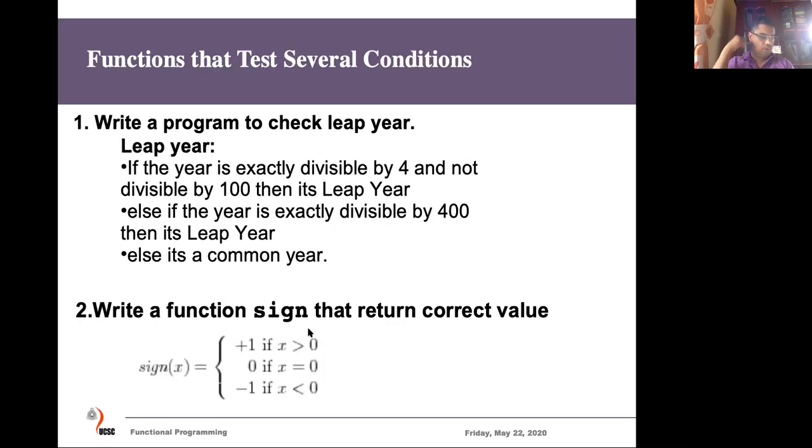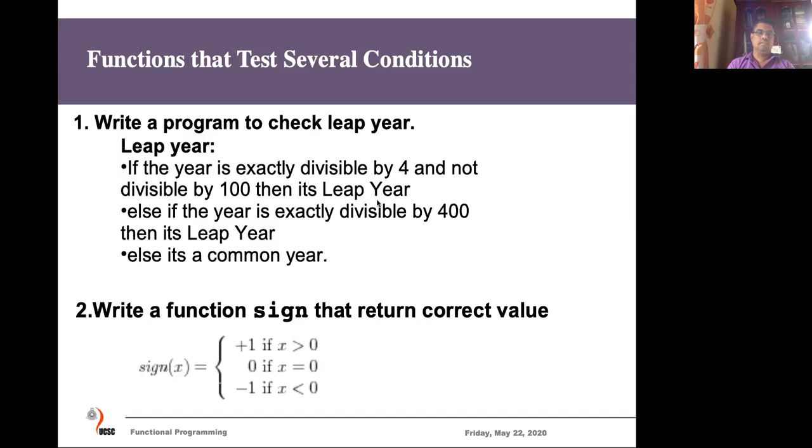Okay, let's go and check some complex examples. So we take two other problems. The first problem says, write a program to check the leap year. A leap year, you know, has several conditions. If the year is exactly divisible by 4 and not divisible by 100, then it is a leap year. That is the first condition. Else, if the year is exactly divisible by 400, then it is also a leap year. In any other case, it is a common year, not a leap year. So there are three conditions to be checked, and each condition sometimes has two things to check. So let's see how it could be implemented.